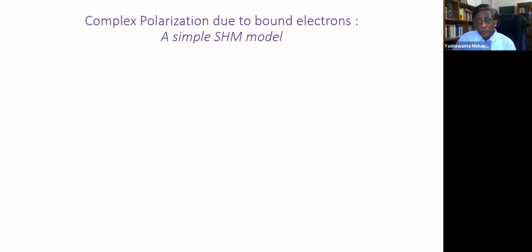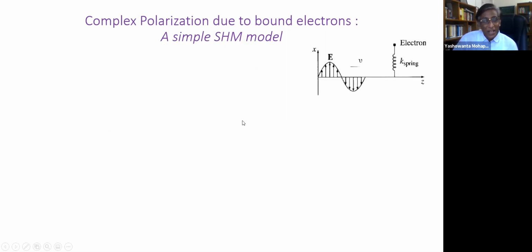With that, let me go to the simplest possible model in a solid of a complex polarization due to bound electrons. The model that you will be familiar with is a simple harmonic model, using simple harmonic motion. That is what I meant.